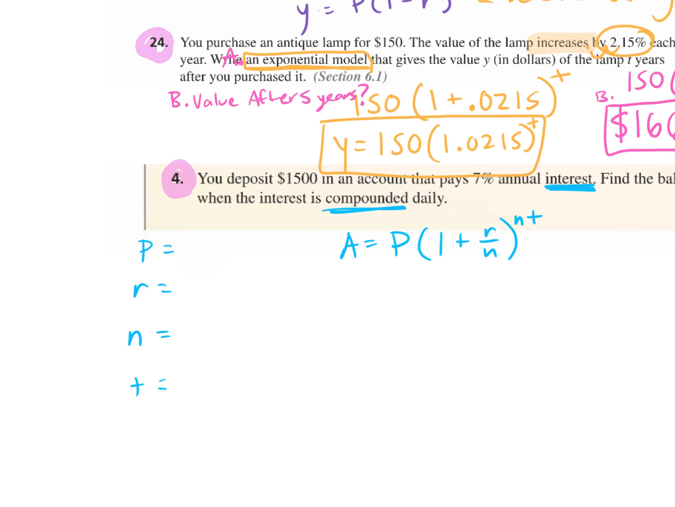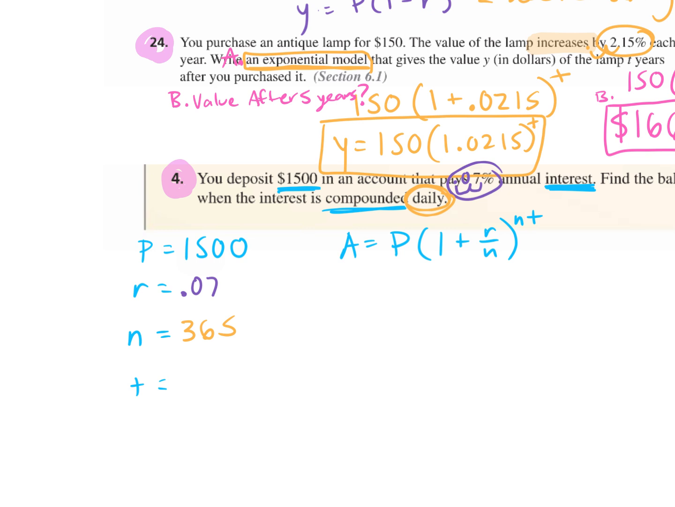What's our P? 1,500. P is the starting amount. That's how much we deposit in an account. What is our rate? Awesome. It gives us 7%, but we have to change it to the decimal. Anytime you're doing these questions, your R is the decimal version of the percent. So you move the decimal 2 times to the left. So 0.07. N is the amount of times that it's compounded a year. So if it's compounded daily, how many days are in a year?